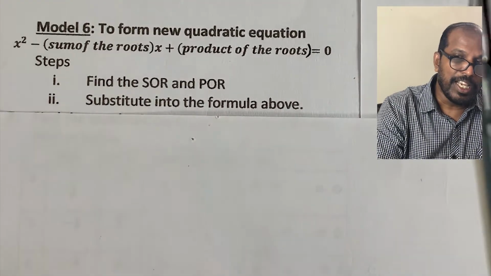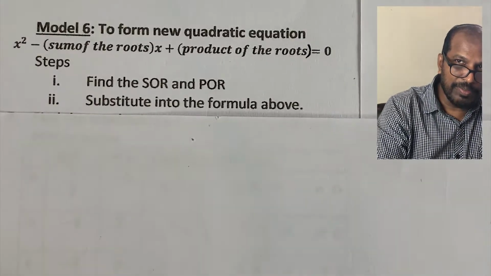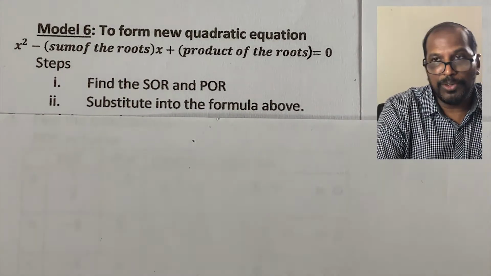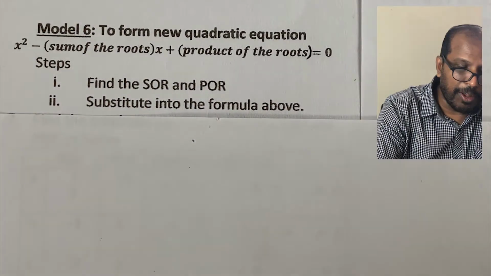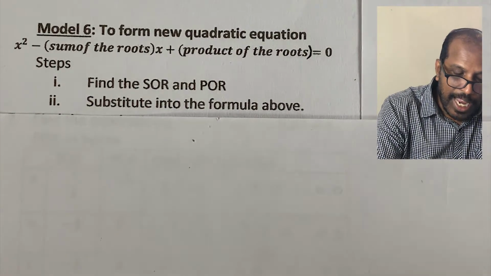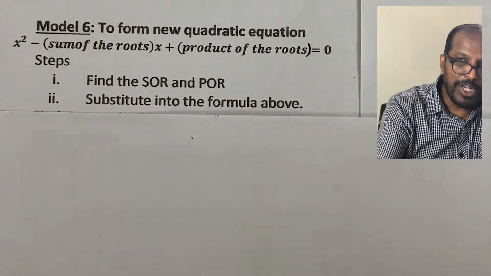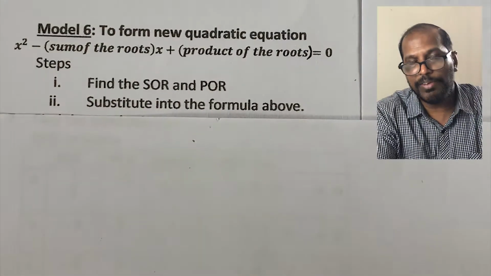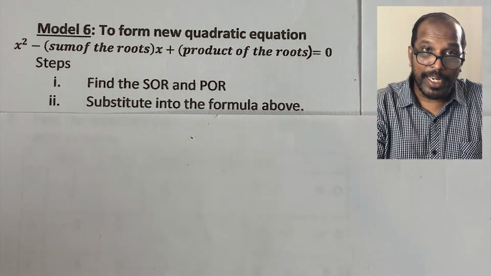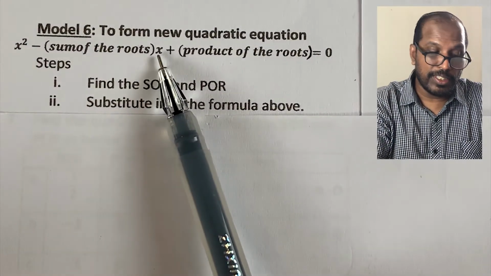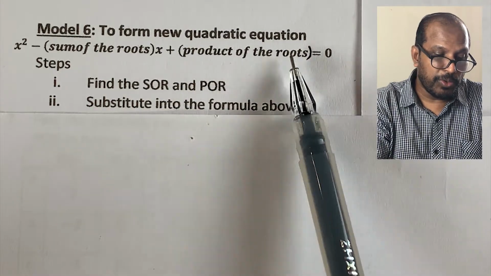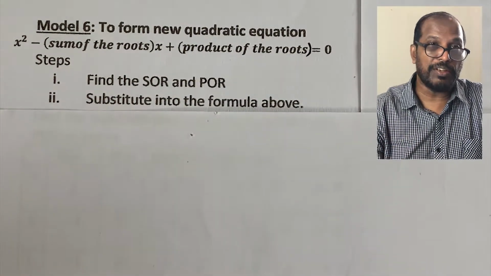The second formula is, if you are given a quadratic equation ax squared plus bx plus c equals 0, the sum of the roots is negative b over a and the product of the roots is c over a. Now, the third formula is, if you need to find the quadratic equation, then the formula is x squared minus (sum of the roots) x plus product of the roots equals 0. So this is the third formula.